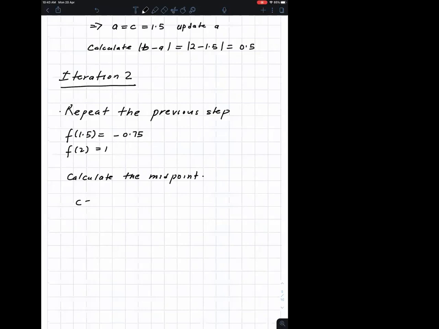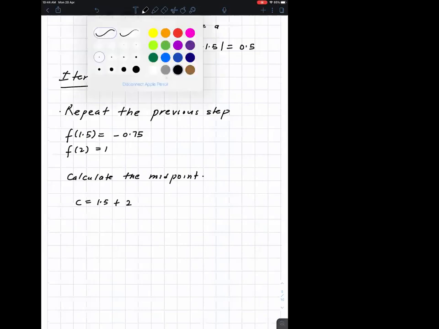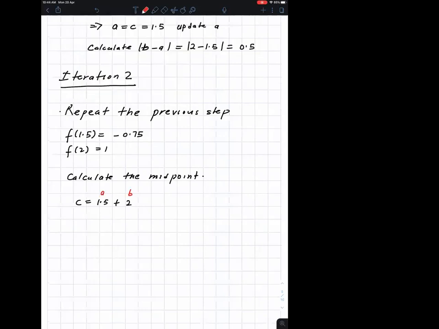C is equal to, like this is A and this is B, repeating the previous step, 1.5 plus 2 divided by 2. Going to be 3.5 divided by 2. That's going to give you 1.75.